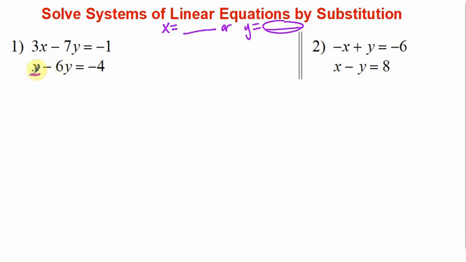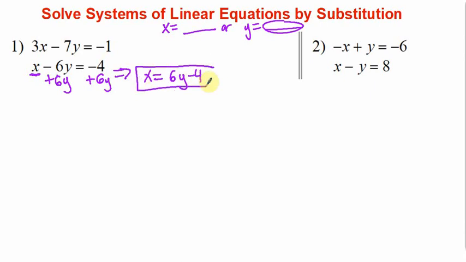Okay, so how will we solve for x? Well, we want to get x by itself. Right now, x is having 6y subtracted from it. So we can get it by itself by doing the opposite of minus 6y, which is plus 6y. Okay, so we have x equals negative 4 plus 6y, or we could just say 6y minus 4. That's what x equals. Here's why this is called substitution.